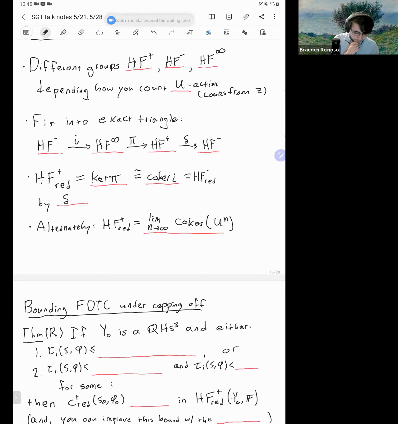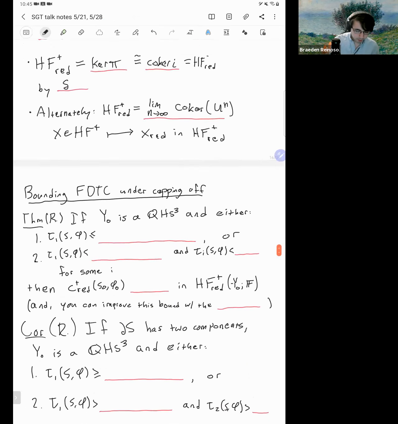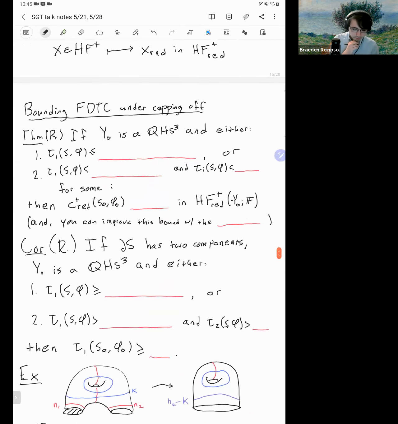Okay. And now finally, we can simply define for any element x in HF plus an image x reduced in HF plus reduced. So why not just do it for the contact class? The reduced contact class is just the image of the contact class in the plus version, inside of the reduced version. Okay, so now we have all the tools that we need to state our theorem.